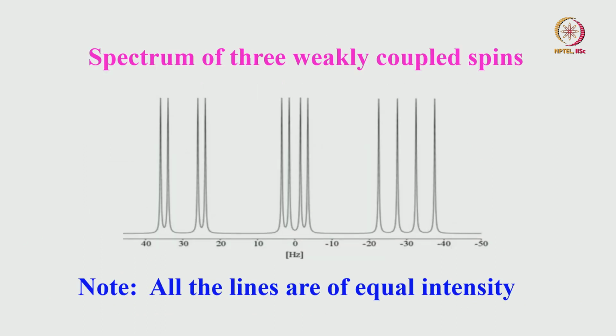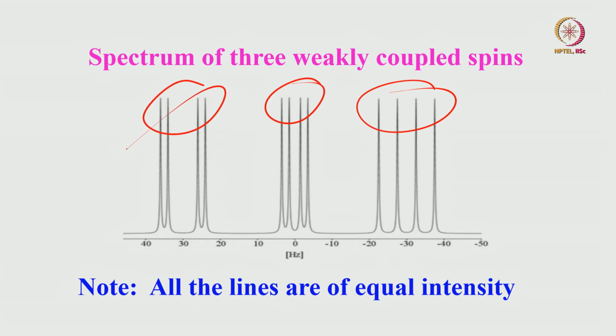This is a simple example of a weakly coupled 3 spin case. You see, when it is weakly coupled, 4 for A, 4 for M and 4 for X, all are of equal intensity, remember. That is why we see a very clear spectrum. This is the center of the chemical shift of this one, and this is half of one coupling, this is half of another coupling, and this is half of the other coupling. So, from the center you have 2 peaks on the right side and 2 peaks on the left side for all of them like this.